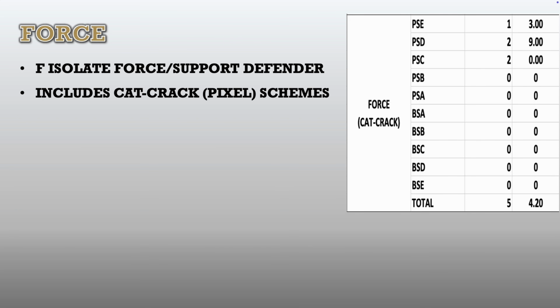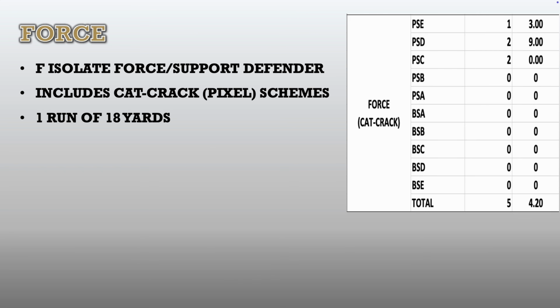But these numbers are misleading. You can see that we've got 1 run that went outside of a wing that went for 3 yards, 2 runs outside of the tight end that averaged 9 yards, and then 2 runs that hit inside the tight end and averaged no gain. But overall, 5 runs for 4.2 yards is not a bad run.